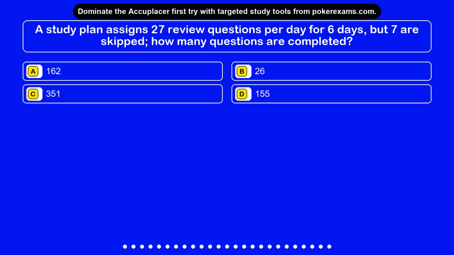Question 1. A study plan assigns 27 review questions per day for 6 days, but 7 are skipped. How many questions are completed? Option A, 162. Option B, 26. Option C, 351. Option D, 155.